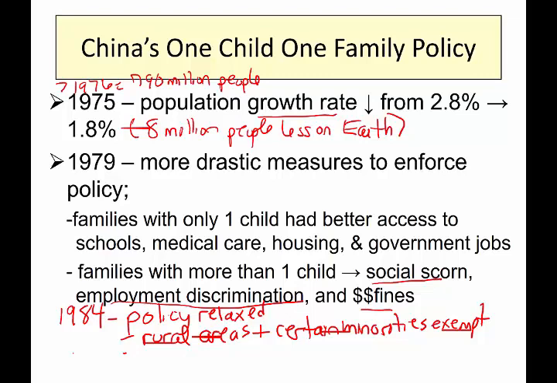By 2016, China had changed their policy to be a two-child policy. So in 2016, China started to see their population age. There was beginning to be a lot more older people and fewer younger people. And so they said, okay, you can have 2 children per family.